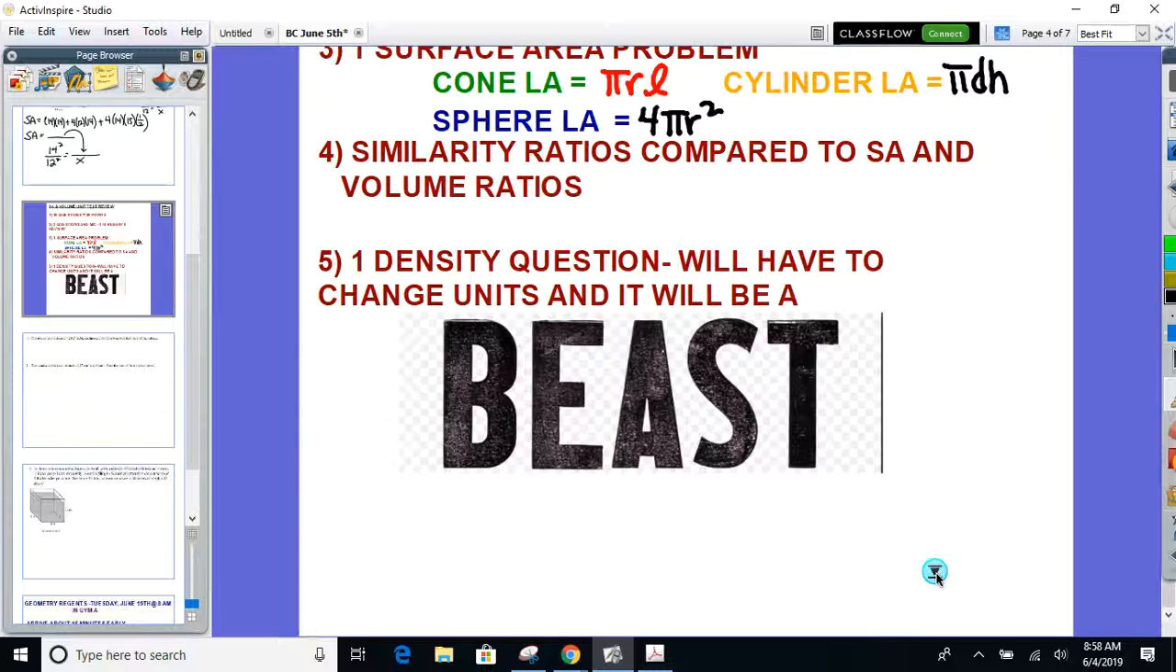Anything you want to ask? One thing I don't want to see is wrong volume formulas tomorrow. There is no excuse for wrong volume formulas on the sheet, which will be attached to your test. All right.